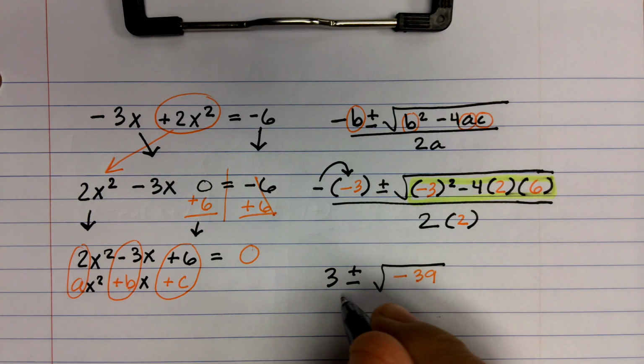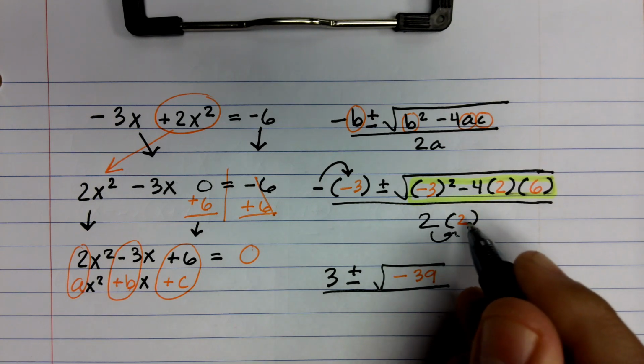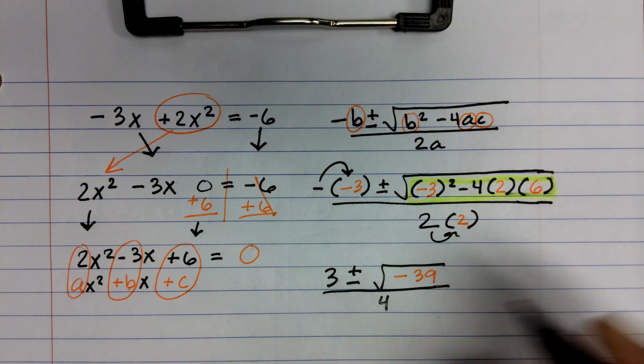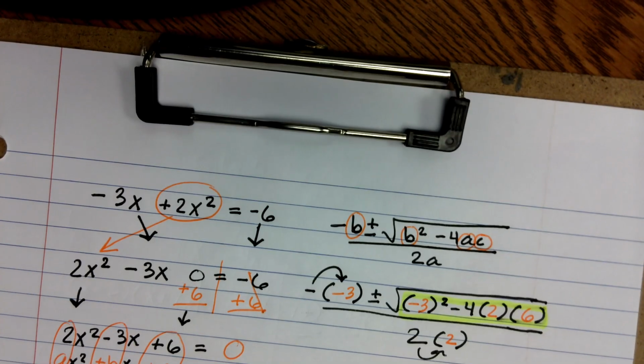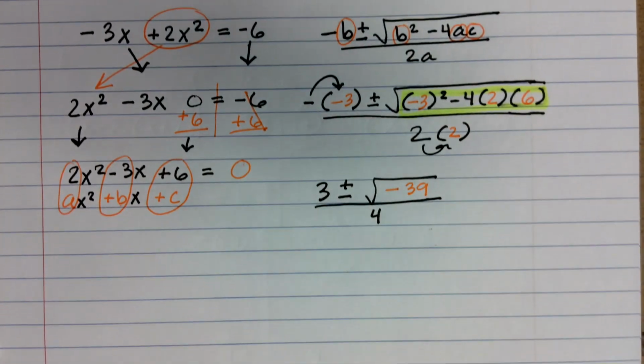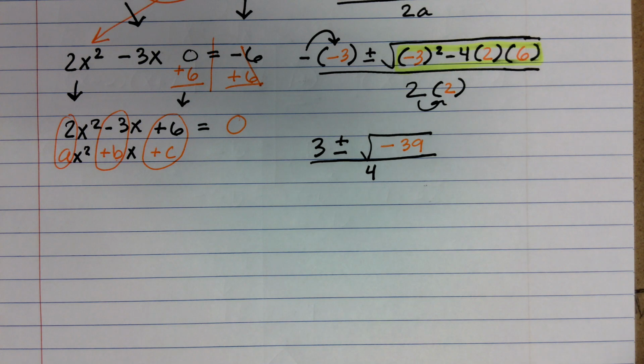And then this is all over 2 times 2. So 2 times 2 gives me 4, so all over 4. All right, so we got that part out of the way. And so now we're really just going to continue the process. I'm going to move my camera down just a little bit, and we're going to continue simplifying this answer.